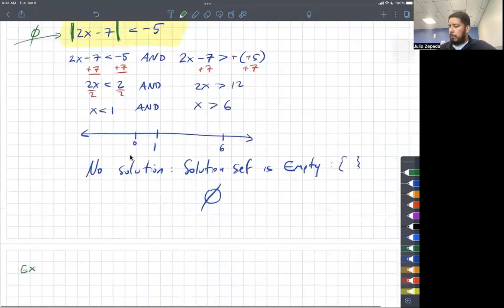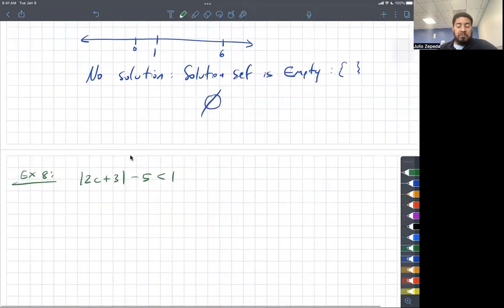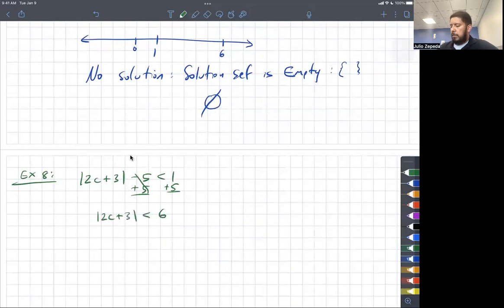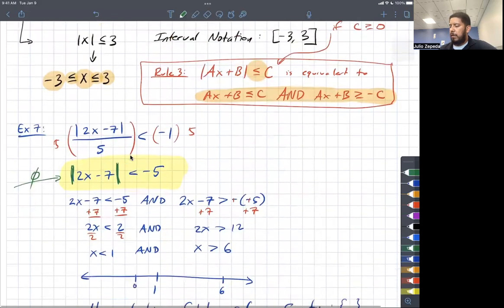Example number, what number is this? 8. The absolute value of 2c plus 3, minus 5, is less than 1. So here, we want to isolate the absolute value. So we can add 5 to both sides. And we get the absolute value of 2c plus 3 is less than 6. Now, this is another less than one, so we're going to use rule number 3 again.